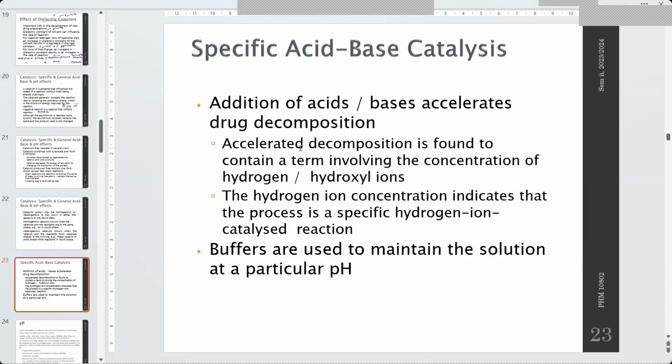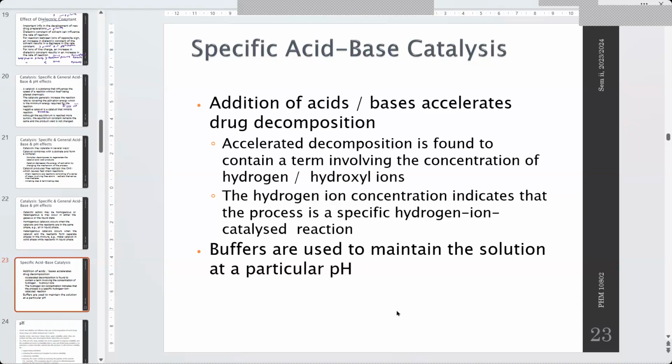This accelerated decomposition is found to contain a term involving the concentration of hydrogen or hydroxyl ions. So in this case, addition of acid or base can affect such reactions, as the reaction involves hydrogen or hydroxyl ions. Hydrogen ion concentration indicates that the process has a specific hydrogen ion catalyzed reaction.